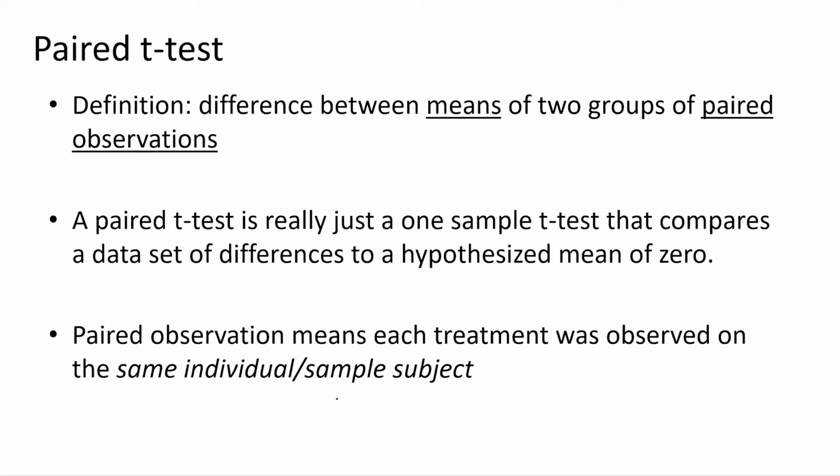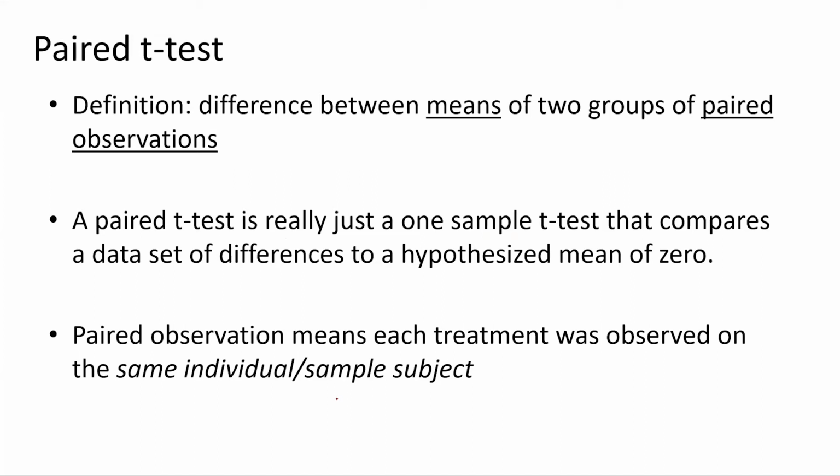Finally, we have our paired t-test. And this is really looking at the difference between means of groups of paired observations. And it's actually much more similar to a one sample t-test.